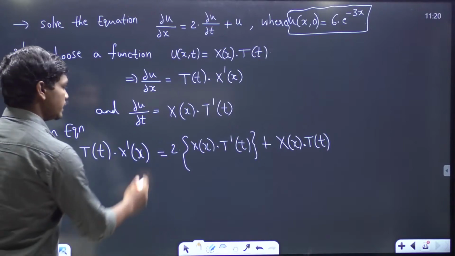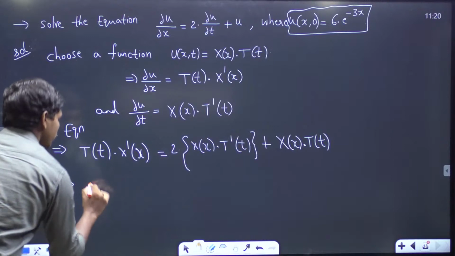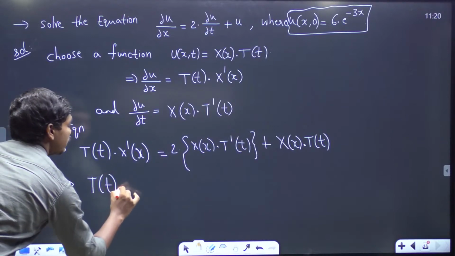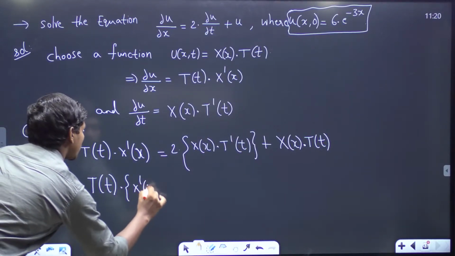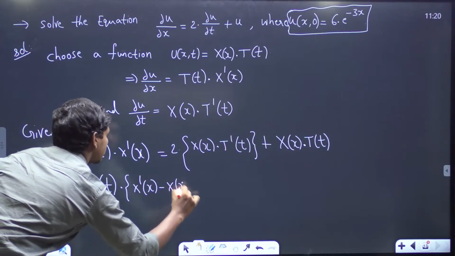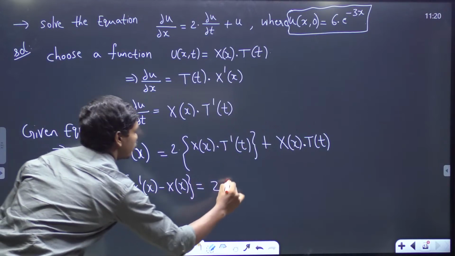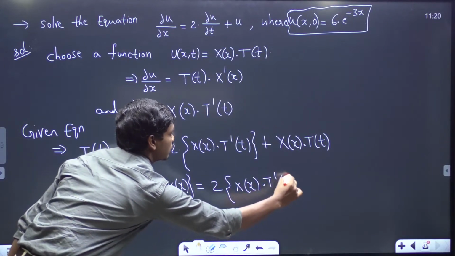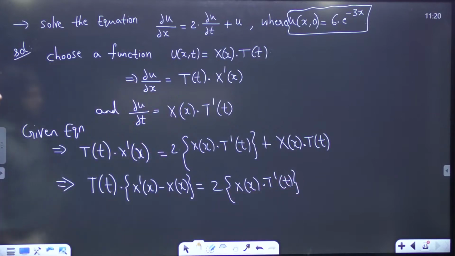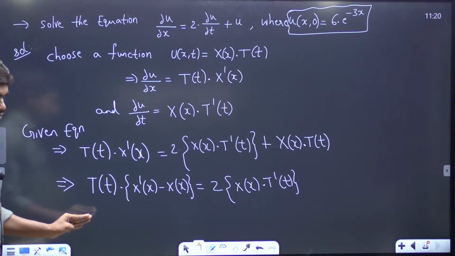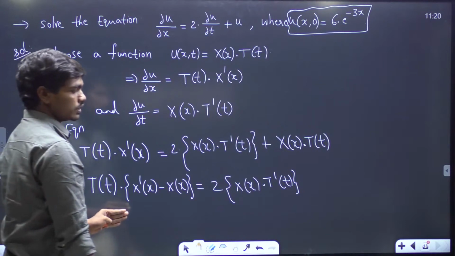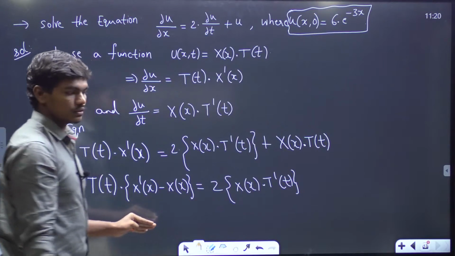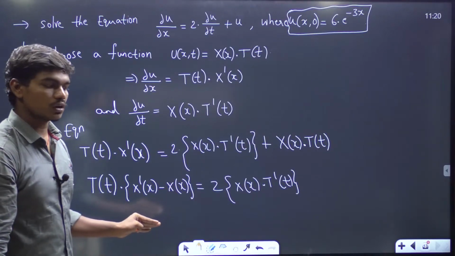Okay, so if you see, let us bring this term onto the left. So if you bring that term, we have T(t) X'(x) minus X(x) T(t). This is what you have. And on the right hand side, you have 2 into X(x) into T'(t). Are you all okay till this point? Is it okay for all of you till this point? Yes or no, all of you?